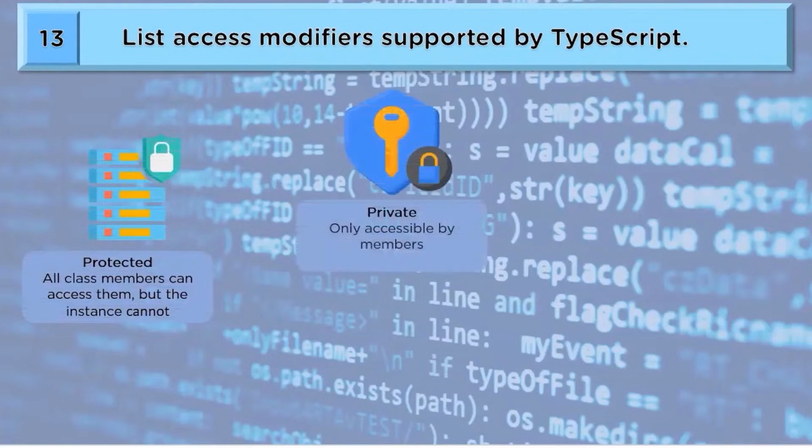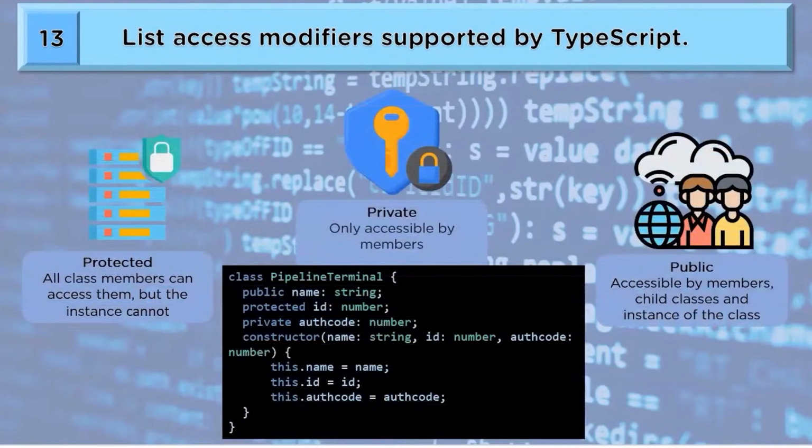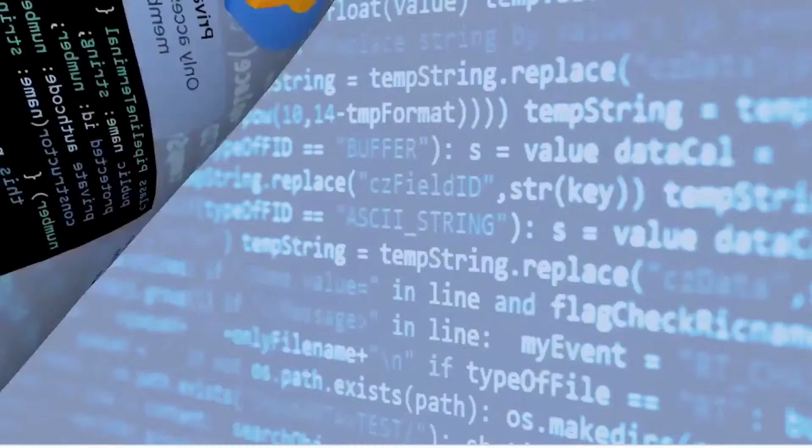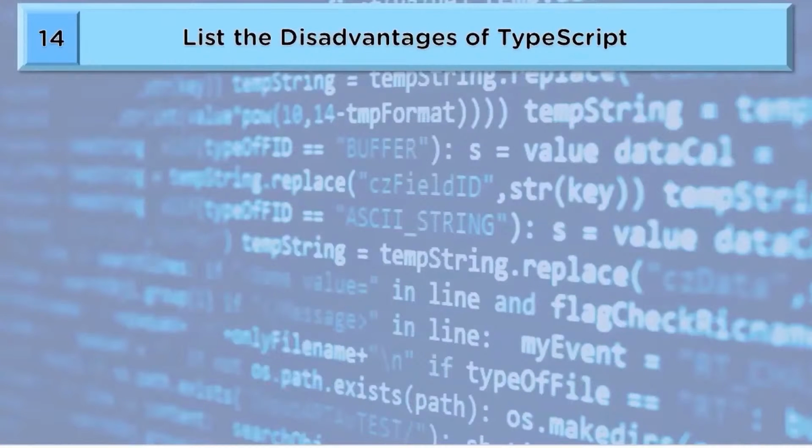Protected, private, and public. In protected, all class members can access them, but the instance cannot. But in private, it's only accessible by members, whereas in public, it is accessible by members, child classes, and instance of the class. List the disadvantages of TypeScript.